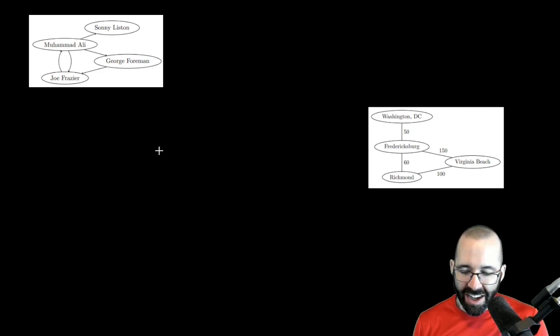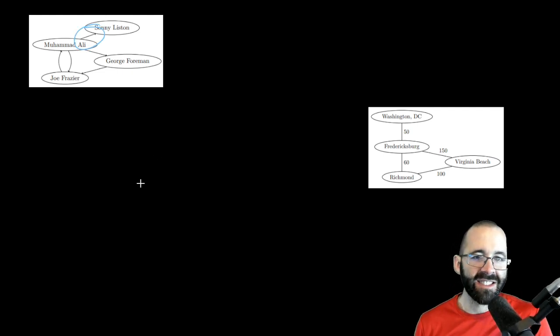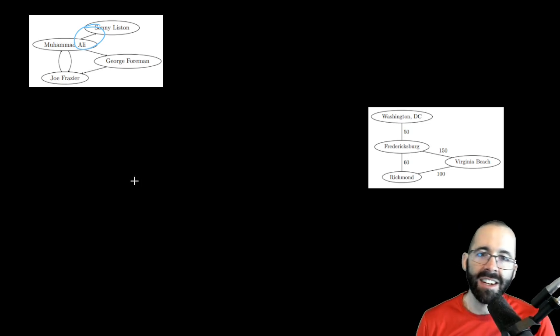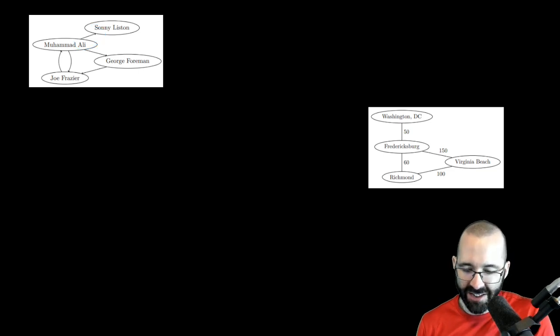Who knows? But the point is, this is a digraph. This is a directed graph because, right, it's not symmetric. Muhammad Ali is related to Sonny Liston, but not the other way around. So this is an example of a digraph.